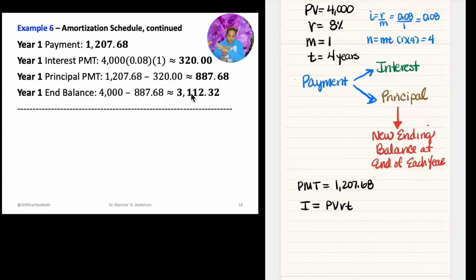So at the end of year 1, this was my balance. Now when we jump to year 2, you're not going to start at 4,000. You're going to start at 3,112.32, because that is your new principal. You made a payment. This amount went to interest. This amount went to principal. Subtract that from your principal. This is your new principal. This is what you owe right now. Okay, this is what you owe right now.